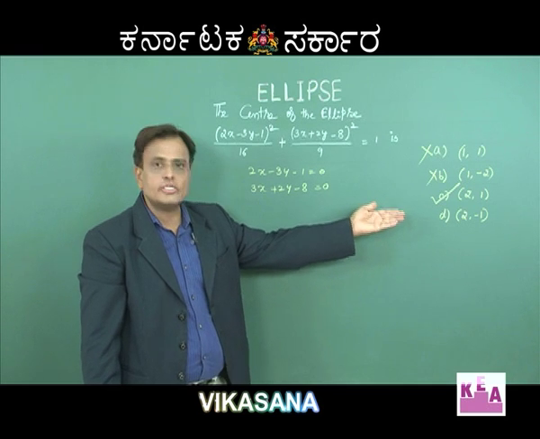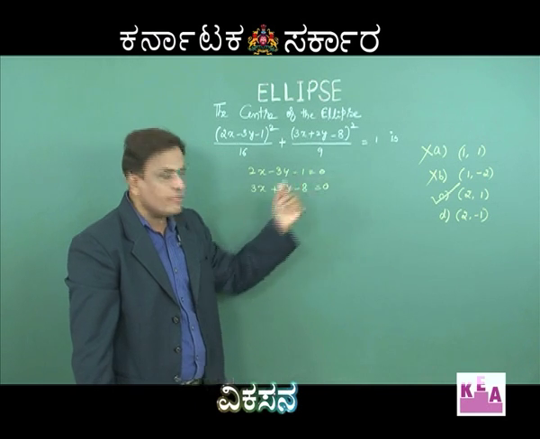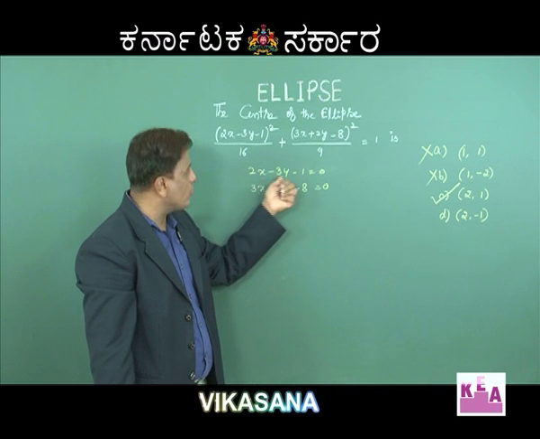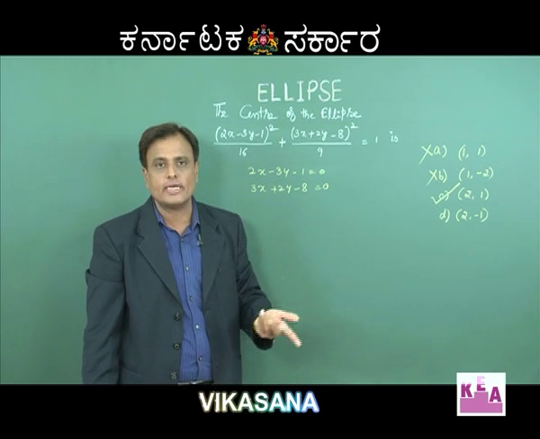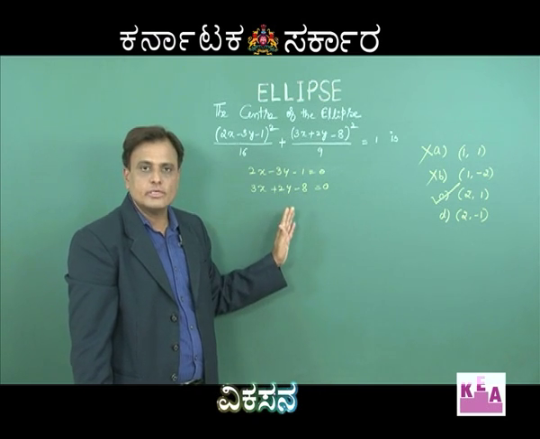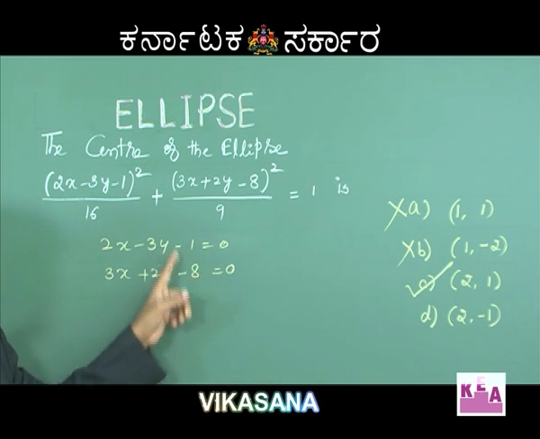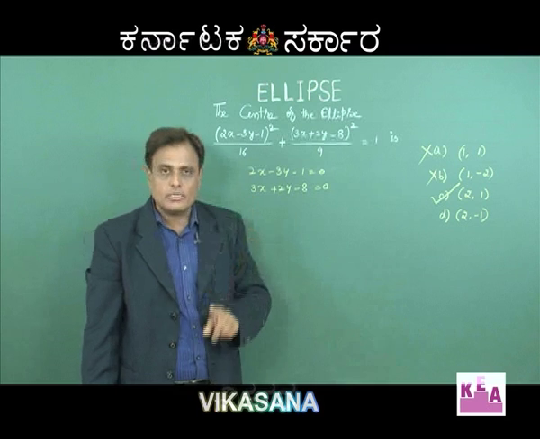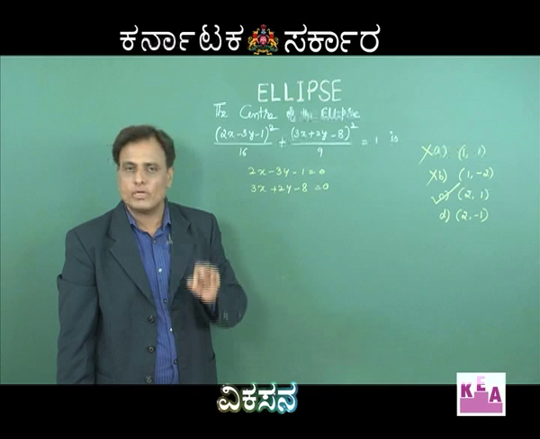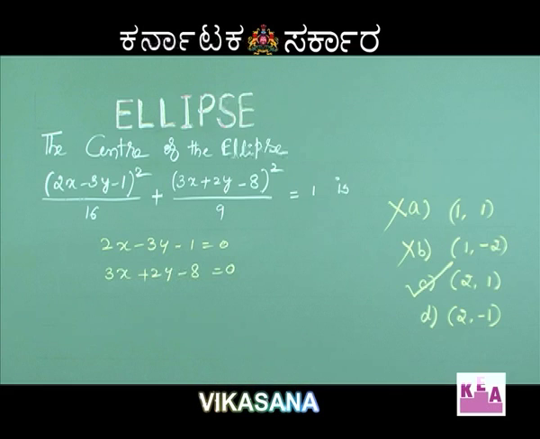If you want, you can check option D also; definitely it will not satisfy both equations. We try once again: 2 into 2, 4, plus 3, 7, minus 1, 6, is not equal to 0, not correct. Therefore option D does not satisfy the given equations. Only option C satisfies both equations. That means (2, 1) is the point of intersection of these two lines. As we discussed in the beginning, the point of intersection of two lines will be the center of the ellipse. Therefore option C is the right option. Please note down this question.